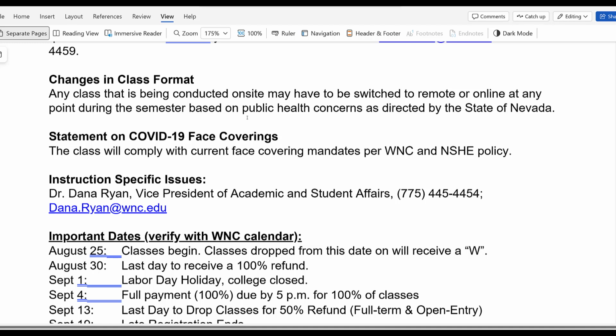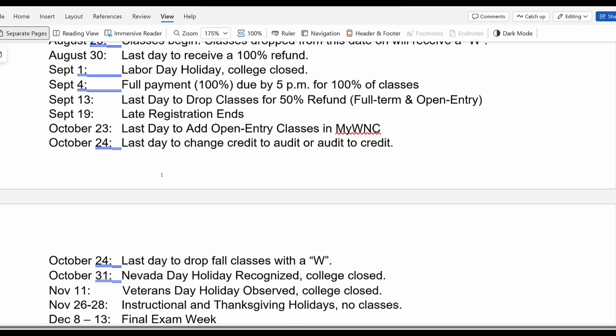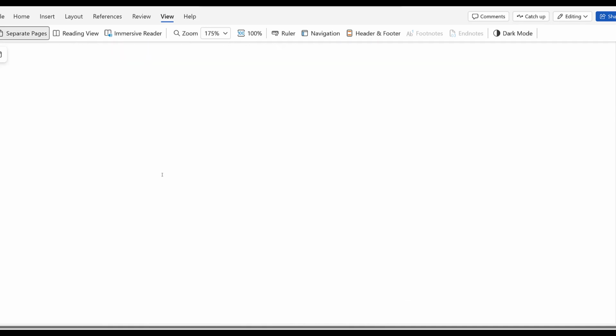Instruction-specific issues: Dr. Dana Ryan, Vice President of Academic and Student Affairs, and there's her phone number and email address. These dates, I believe, are accurate. Anyway, I would verify before you rely on my syllabus. Verify with the WNC calendar on any important dates if you're going to make any decisions.